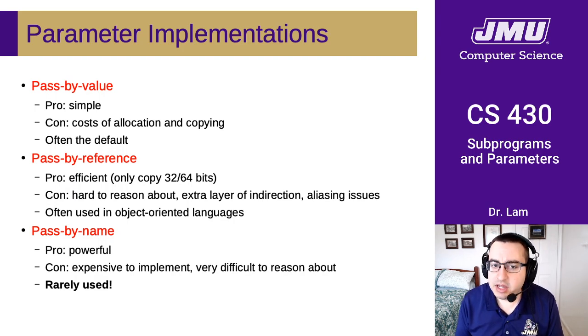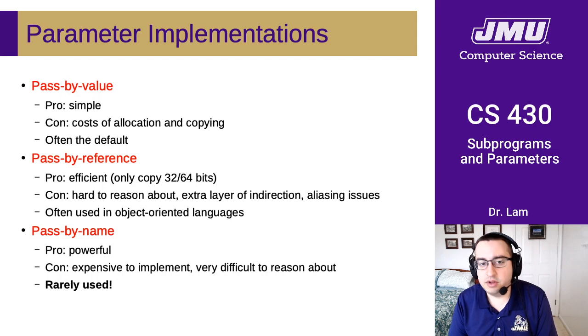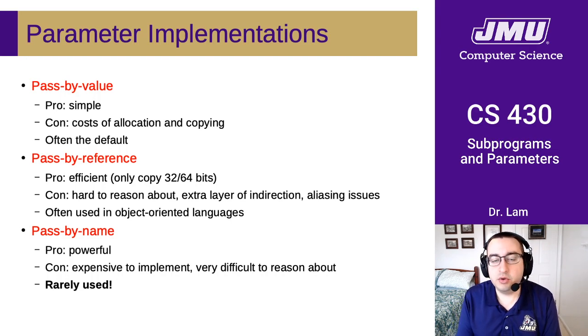Pass by name is extremely powerful. So a lot of the early functional languages like Lisp had primarily pass by name. It's very powerful. It's very expensive to implement, and it is very difficult to reason about. And so for these reasons, and because for most of the practical imperative everyday programming that we do, pass by value and pass by reference are fine, this is rarely used in modern languages.